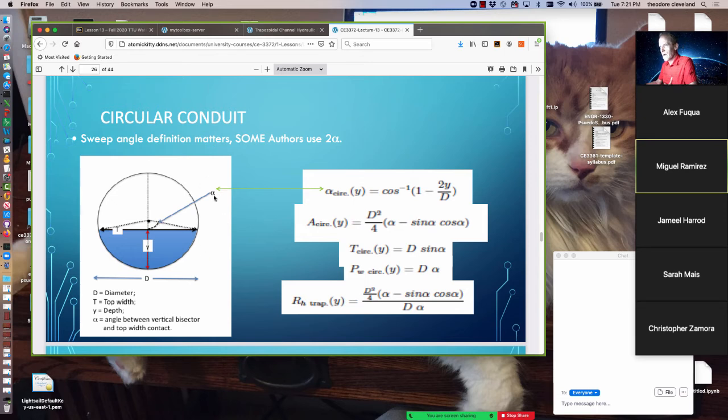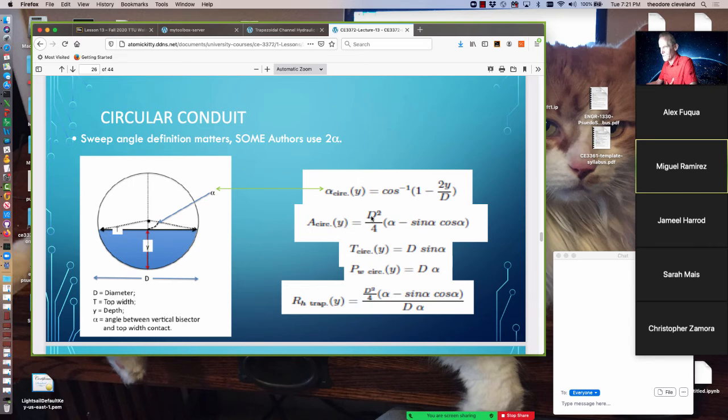Once we've drawn the sketch, we can apply principles of trigonometry to find the value of alpha at a prescribed depth y, and it happens to be the arc cosine of the quantity 1 minus 2y divided by the diameter, where the value alpha is going to be in radians. And then once we have the angle, the area is straightforward.